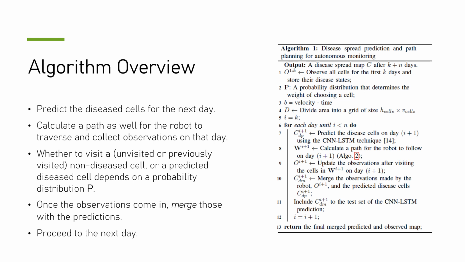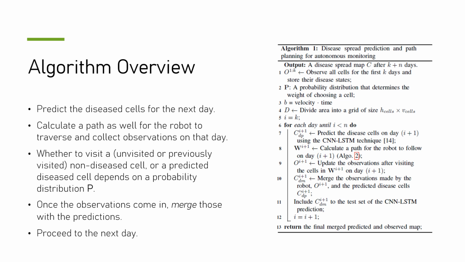Now we divide the area into a set of grid cells, and B represents the robot's budget that is dependent on the velocity of the robot and the time it is given for exploration every day, because the robot is running on a battery, so it cannot visit every location of a huge agricultural field. So it can only choose certain locations to get collections from, so that a better disease model can be built. Now it starts by predicting the disease cells for the I plus 1th day, and then we also calculate the path for the robot to traverse on that day, so that it can go and collect observations on the I plus 1th day following that path.